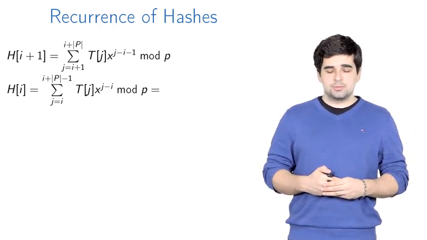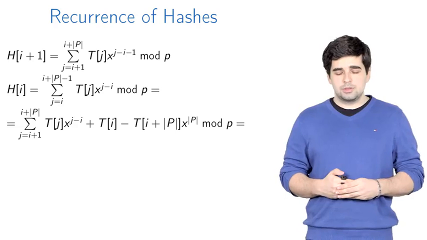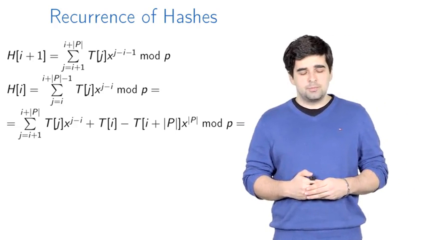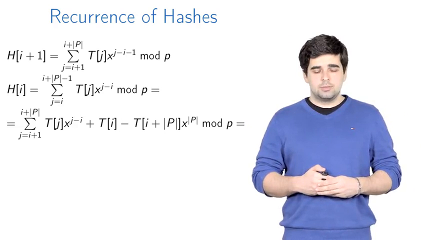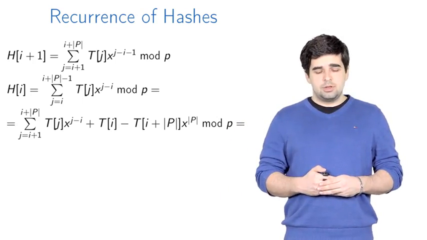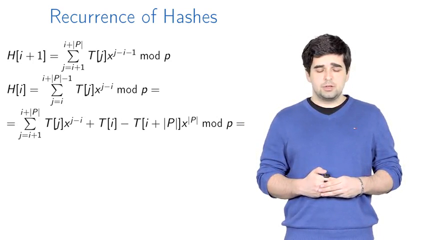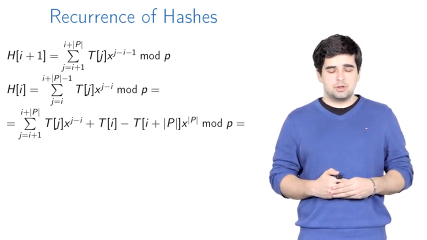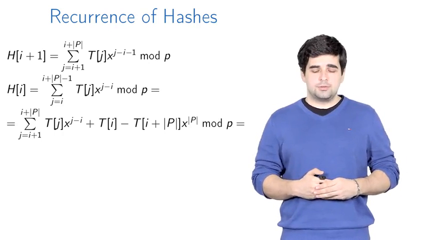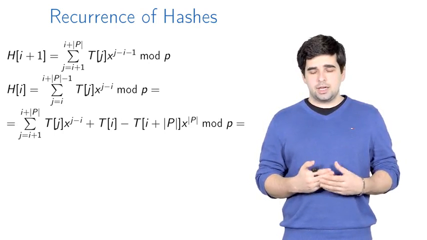Now let's rewrite this expression so that it is more similar to big H of i plus 1. And to do that, we start summation not from i but from i plus 1, and we also end it one position later. So the first sum is now very similar to the expression for H of i plus 1. Just the powers of x are always bigger by 1. And also we need to add t of i, which is not accounted for in this sum, and we need to subtract its last term because it's not in the expression for big H of i. And that is t of i plus length of the pattern multiplied by x to the power of length of the pattern.